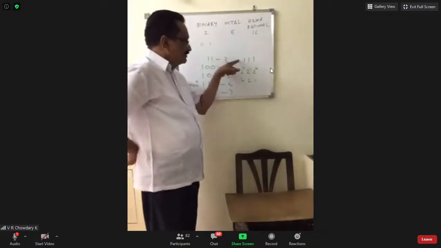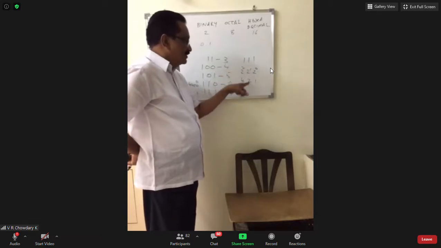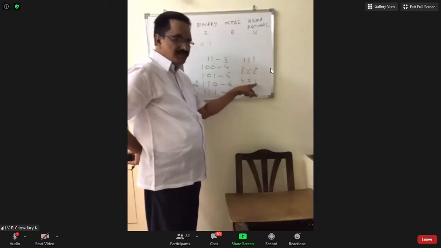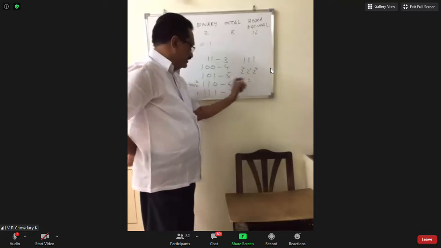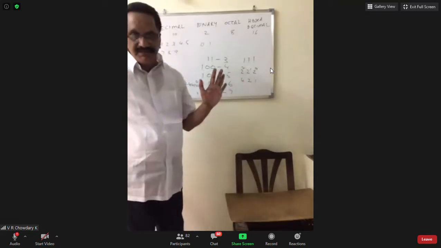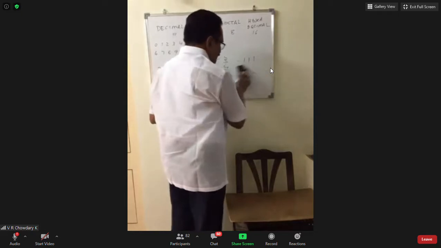Say for example, for 111. What is the weight of this bit coefficient? 4. What is the weight of this bit coefficient? 2. What is the weight of this bit coefficient? 1. So 4 plus 2 plus 1 is equal to 7.